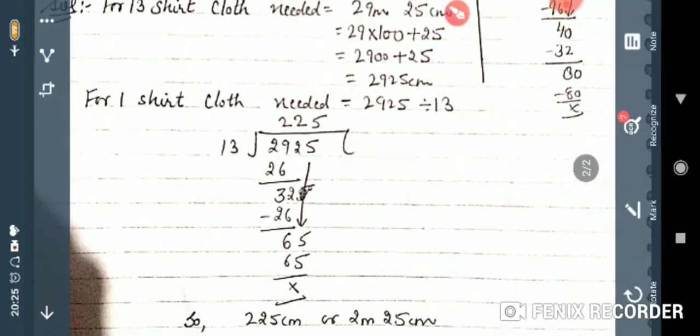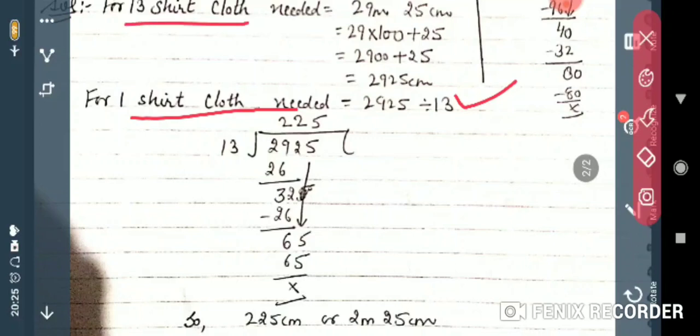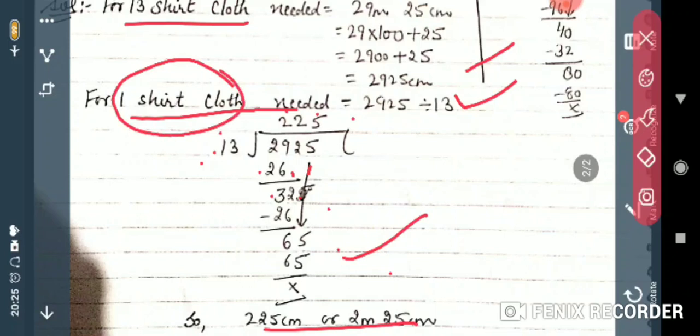Now what do you have to find? You have to find for one shirt. For 13 shirts is given and you have to find for one shirt. So what will you do? You will divide by 13. So 13 twos are 26. You will subtract, you will get 3. 2 is carried downward, 32. 13 twos are 26. And 5 is carried downward, 65. 13 fives are 65. So for one shirt how much cloth is needed?